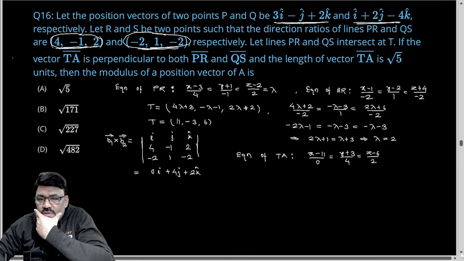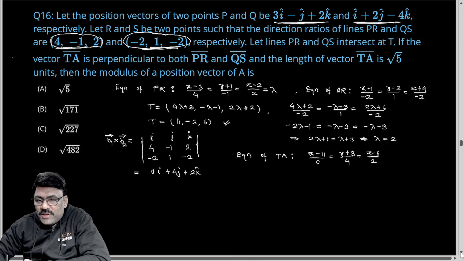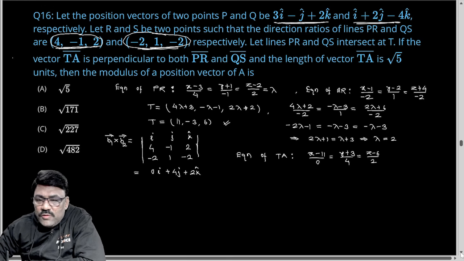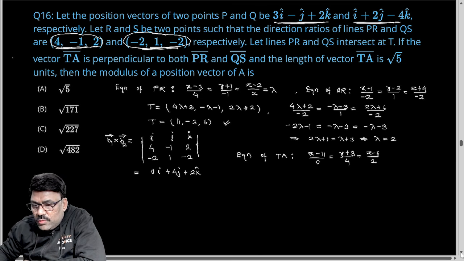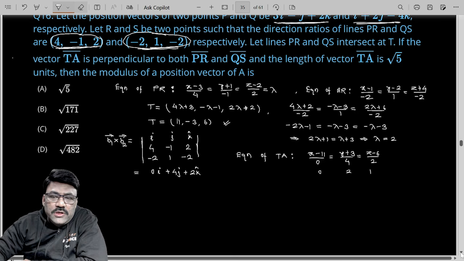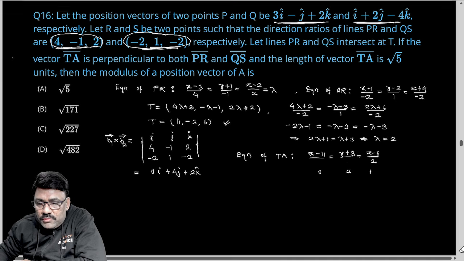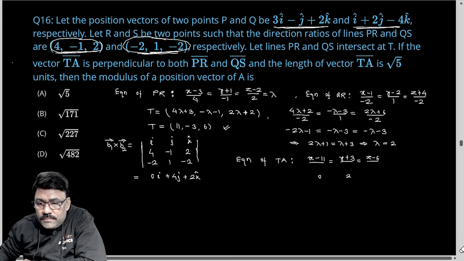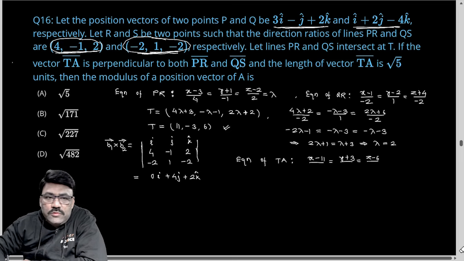x minus 11, y plus 3, z minus 6, because it is passing through the point T, and the directions are 0, 4, 2. You can write 0, 4, 2 here, or you can write 0, 2, 1 here, both are the same thing. Just cancel out 2, so you can also write 0, 2, 1.